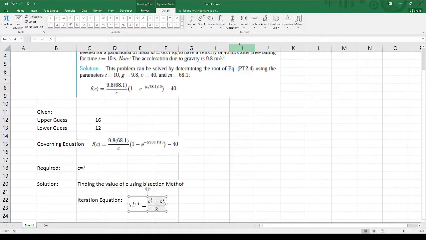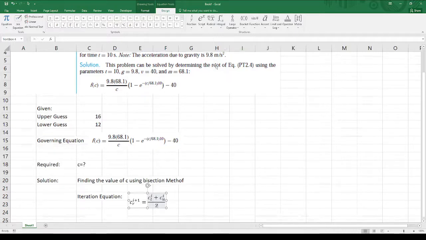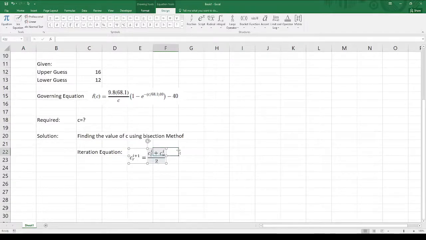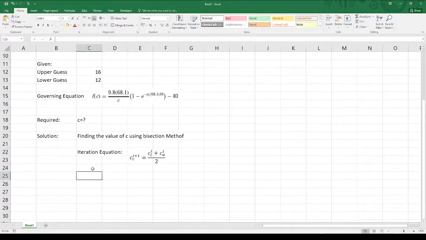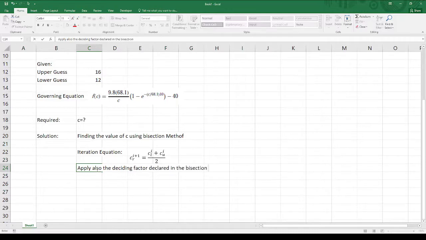So notice that I am very particular with the upper script and the lower script. It's just how you manage the iteration when you present the table. Since you already have the iteration equation, you have to put here that you need to apply also the deciding factor declared in the bisection method. So there. Okay.